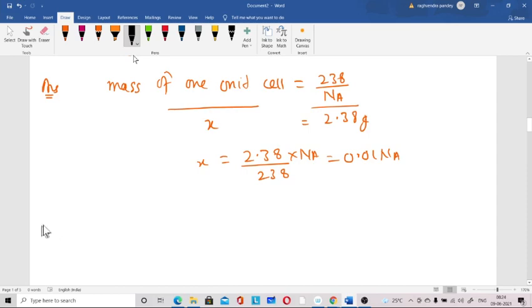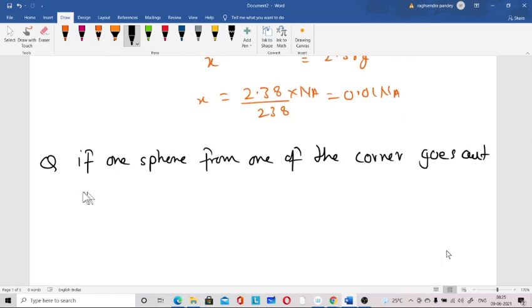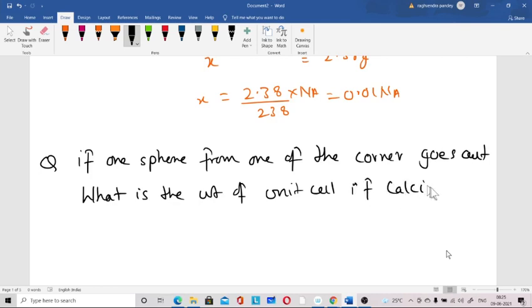Okay, let's take another question. If one sphere from one of the corners goes out, goes out means it is missing, you can take it like that, what is the weight of the unit cell if calcium is making the unit cell?